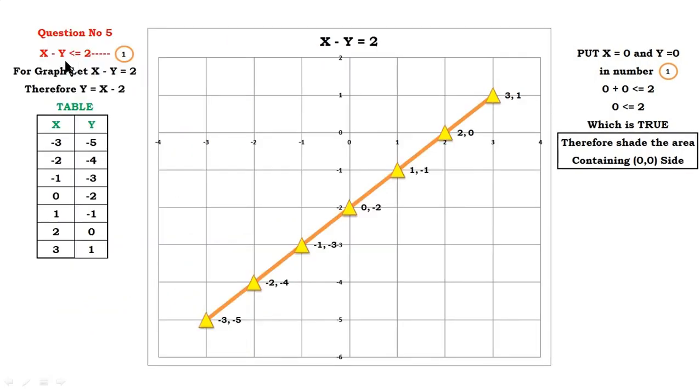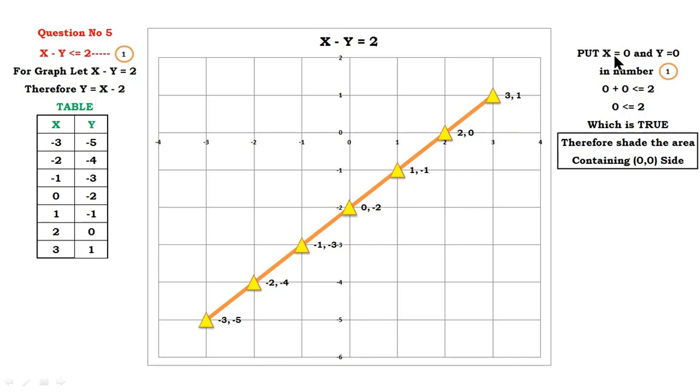Question number 5. x minus y less than or equal to 2. For the graph, x minus y can be written as equal to 2. It means you can write y is equal to x minus 2. Simply insert x is equal to minus 3. The value of y is minus 5. Then minus 2, minus 4; minus 1, minus 3; 0, minus 2; 1, minus 1. A simple linear equation is there. 2, 0 and 3, 1.